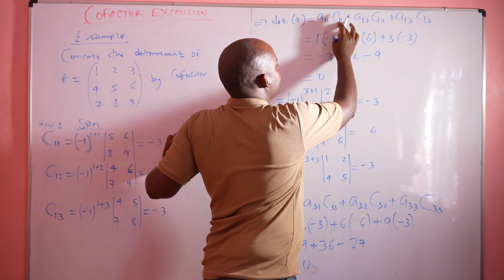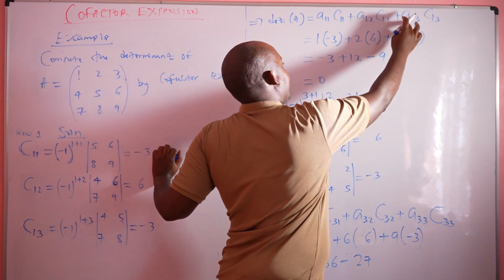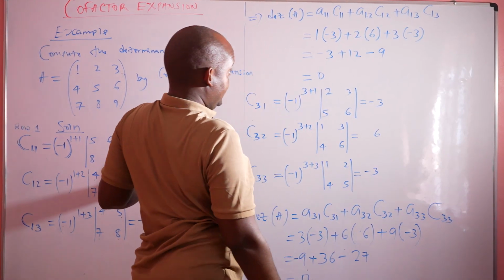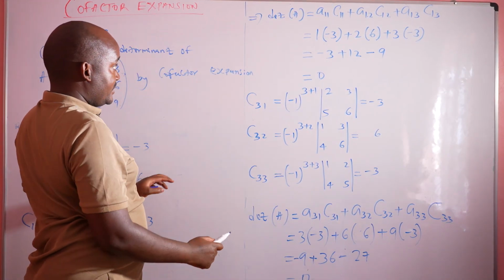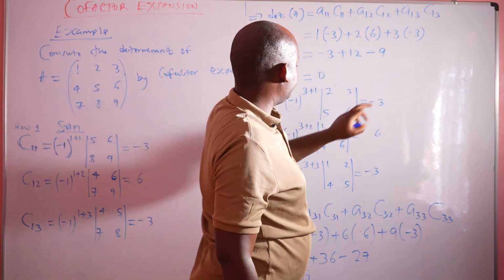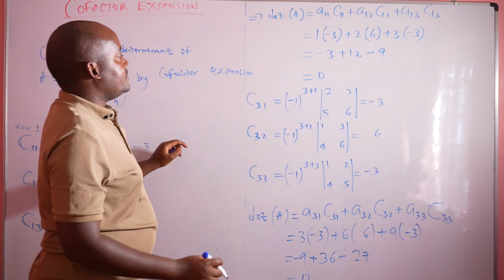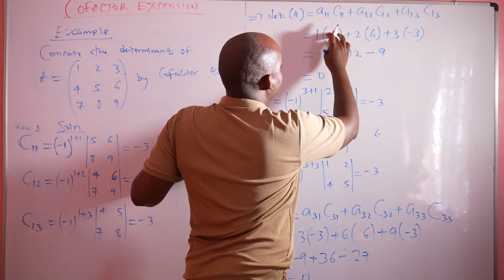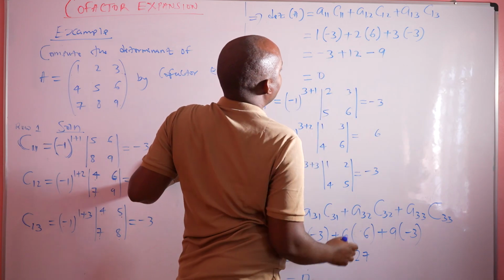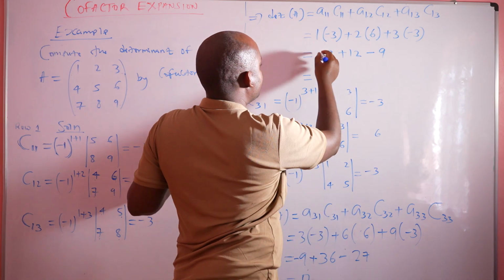So therefore, the determinant of A will be given by A11 multiplied by C11, plus A12 multiplied by C12, plus A13 multiplied by C13. Then you do the sum. A11, A12, A13 are the entries in the first row. Since you've already computed C11, C12 and C13, you just need to replace them in this particular expression or formula.